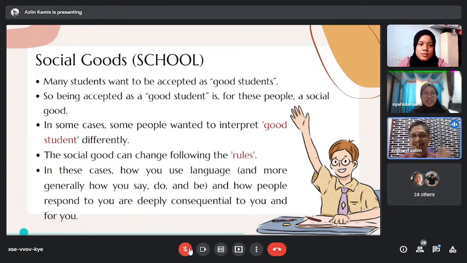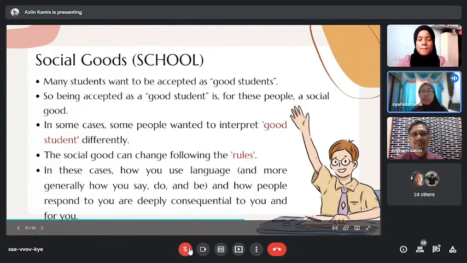Alright. So actually, in the book, it stated that school is one of the relatable practices that we can relate to, instead of marriage and so on. Majority of us rarely heard about a student wanting to be a bad student, right? They wanted to be a good student. So majority of people will set their social good as being accepted as a good student. But to be called a good student, there are many interpretations. There's not just one interpretation.